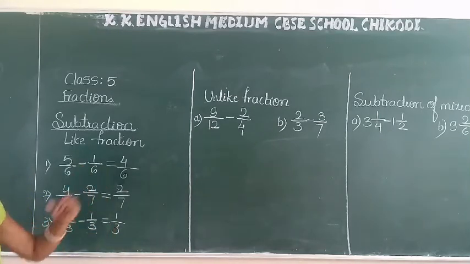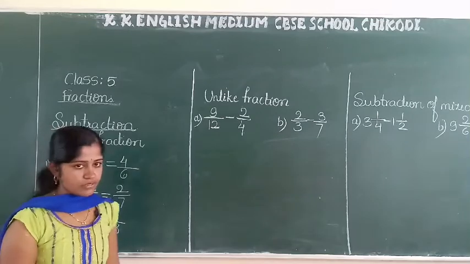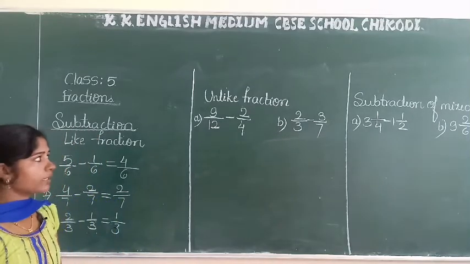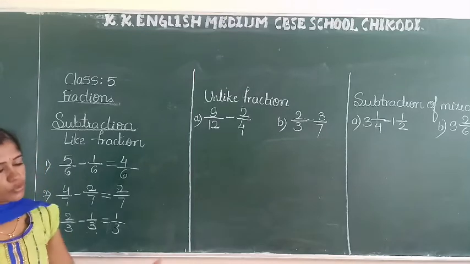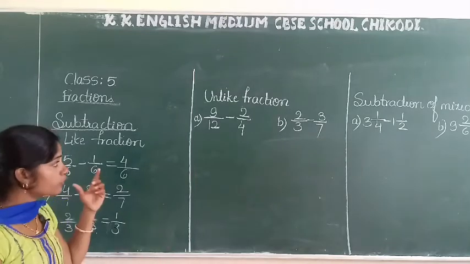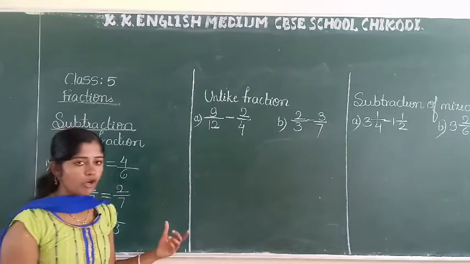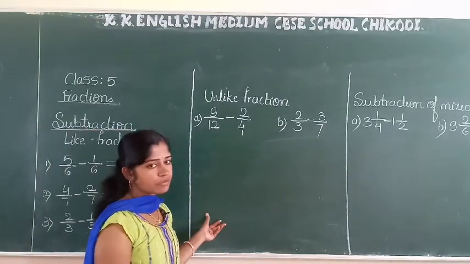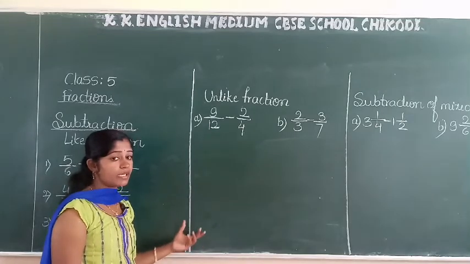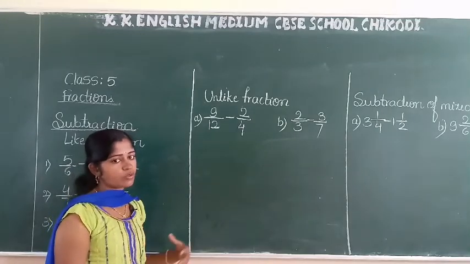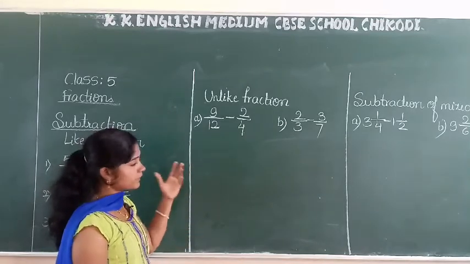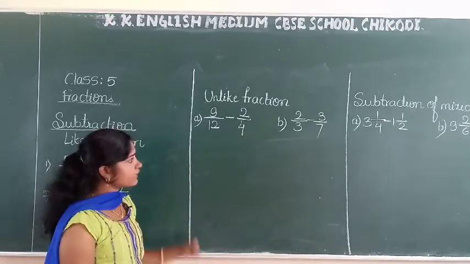Then what do we do in unlike fractions? Subtraction of unlike fractions. Already you know when you are converting unlike fractions to like fractions, you have to see the denominator. If the denominators are different, you have to take the LCM. After that you have to make them like fractions. Then we subtract the numerators. So let us take these examples.